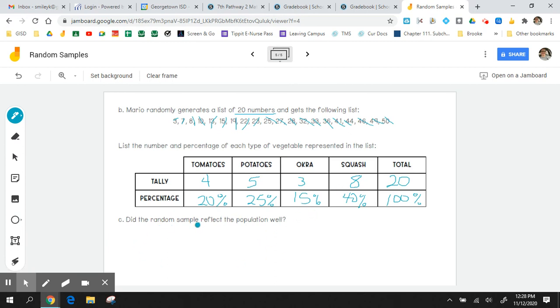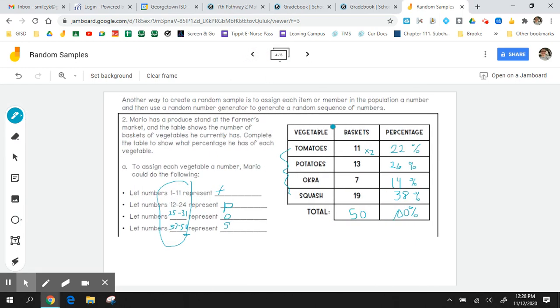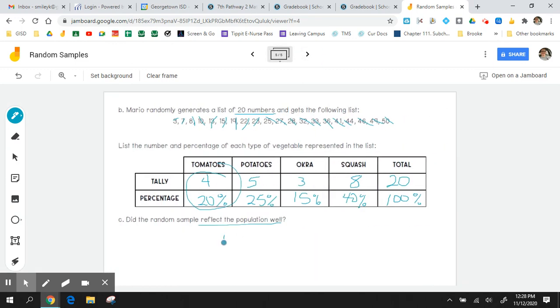So did the random sample reflect the population well? If we went back and looked at tomatoes and we have 20%, all right, our tomatoes in our 11 baskets was at 22. Yes, it does reflect the population well. Just like on the last one, the other one represented the population well as well. So that is it for today.